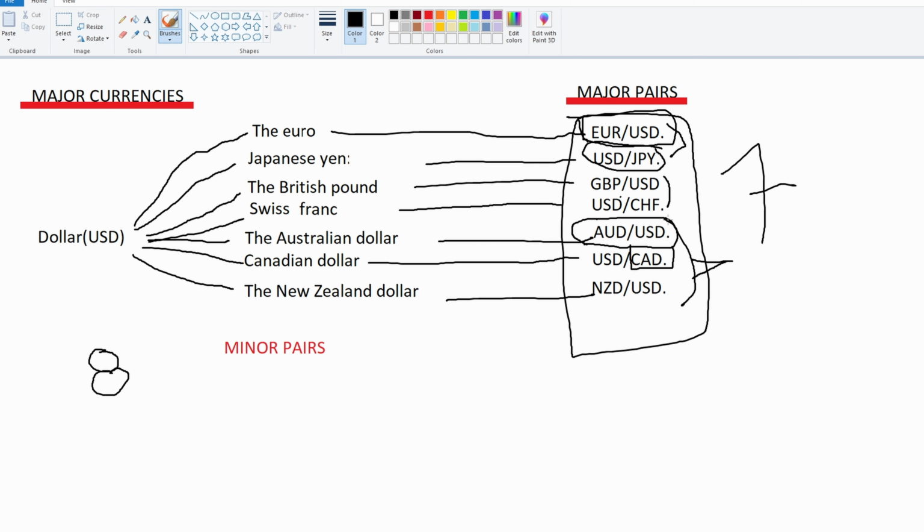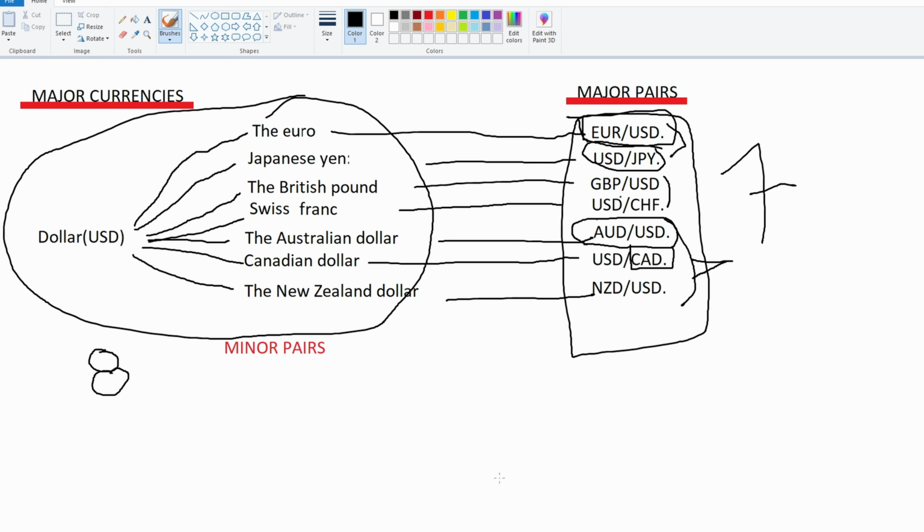Okay. So these are your 8 major pairs: Euro USD, USD JPY, GBP USD. I mean 7. I'm sorry, 7 major pairs. Okay. And these are the 8 major currencies. Now you also have minor pairs. And what are minor pairs? Minor pairs are basically the 7 major currencies excluding the dollar, okay? No dollar in this. So the 7 major currencies pitch against each other.